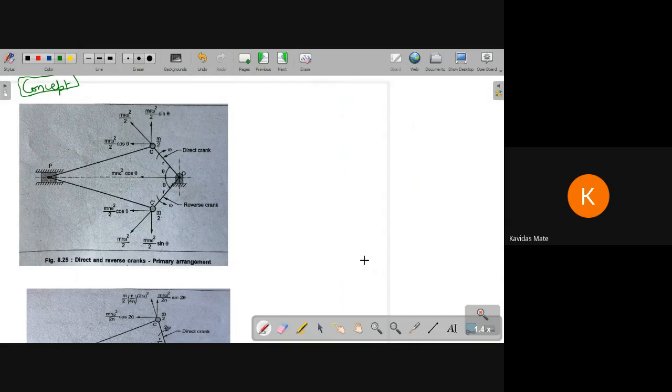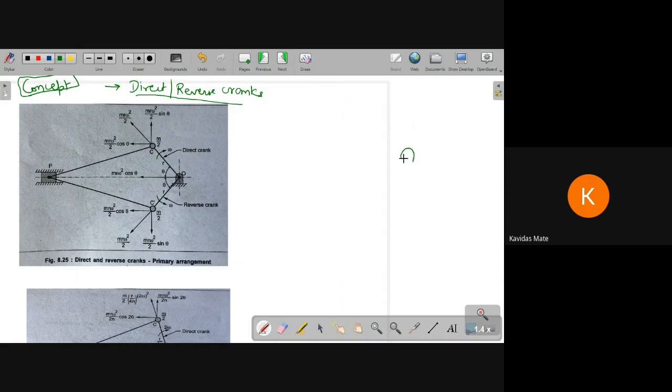So, what is the concept? The concept is, they call it direct and reverse cranks. This is just a concept. This is a hypothetical concept which is going to resemble this particular combination, and which would resemble the actual conditions of the engine. So how to go about it? That's the question.